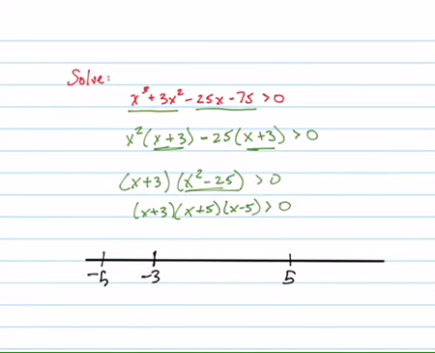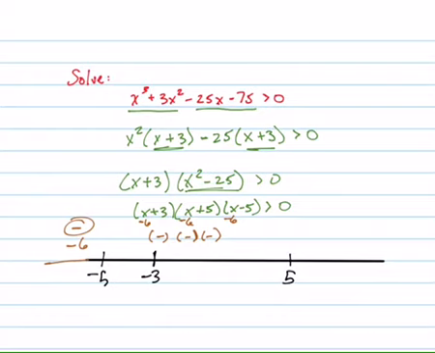This first region right here, I can pick a test point over here of negative 6. And when I plug in negative 6 for x in each of these things, all I need to do is find the sign. So that's going to be a negative times a negative times a negative, and a negative times a negative times a negative is a negative. So this region is negative right here.